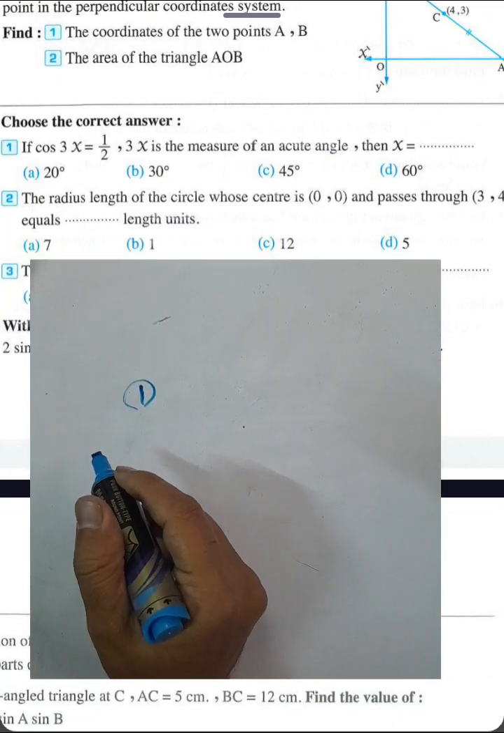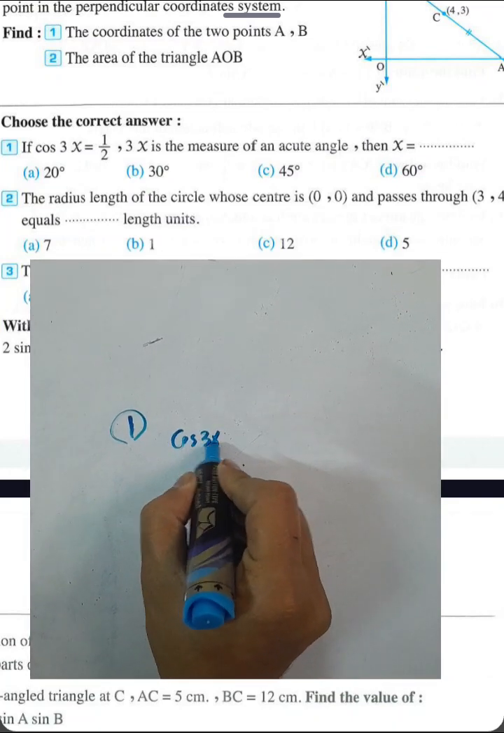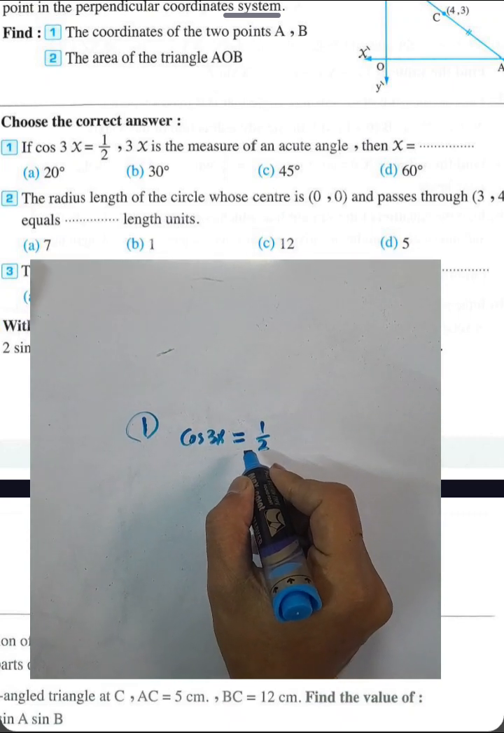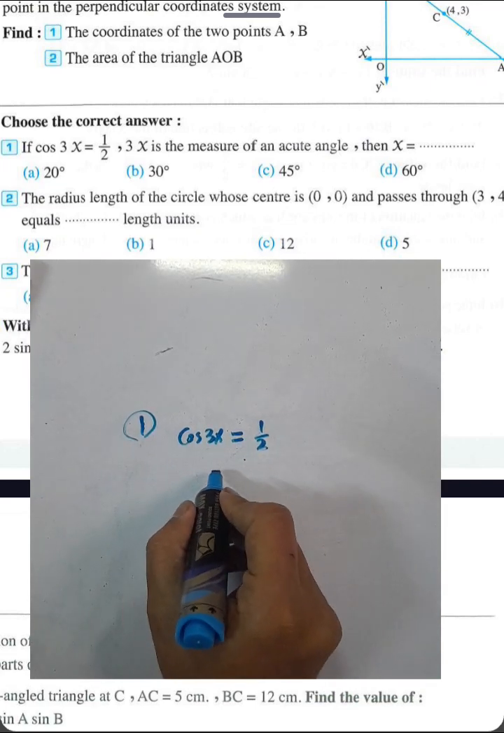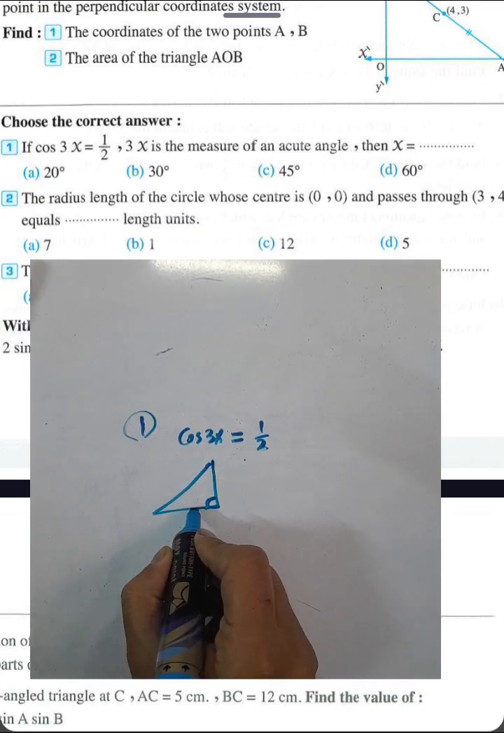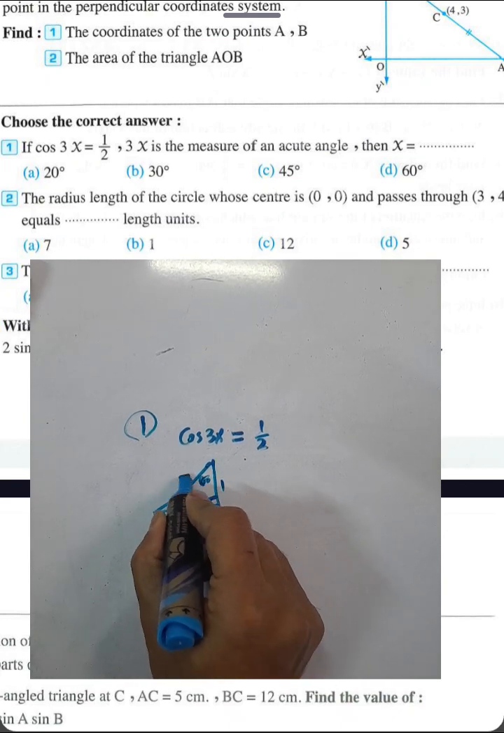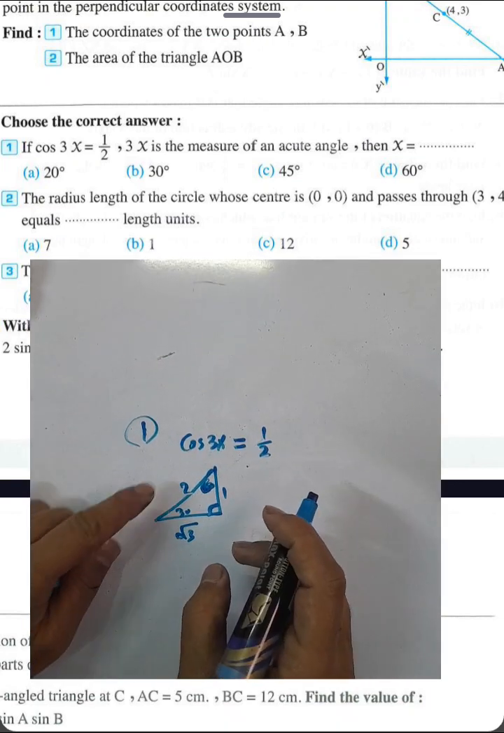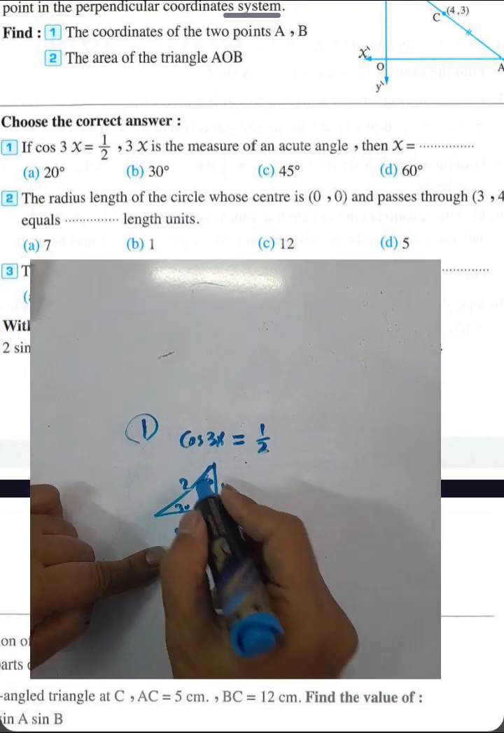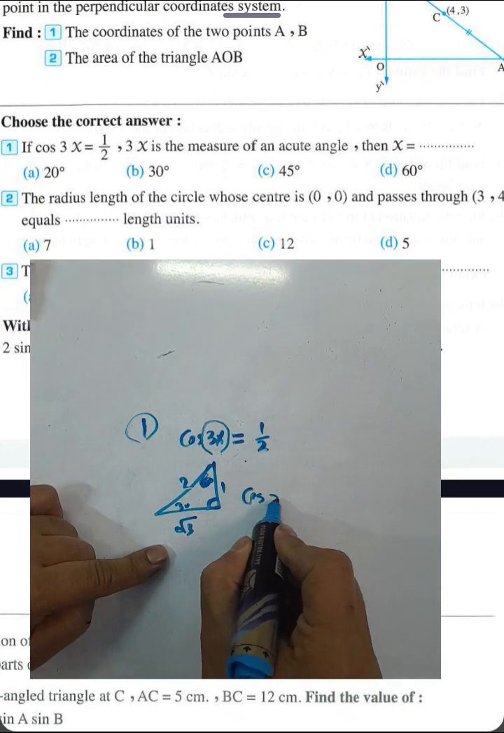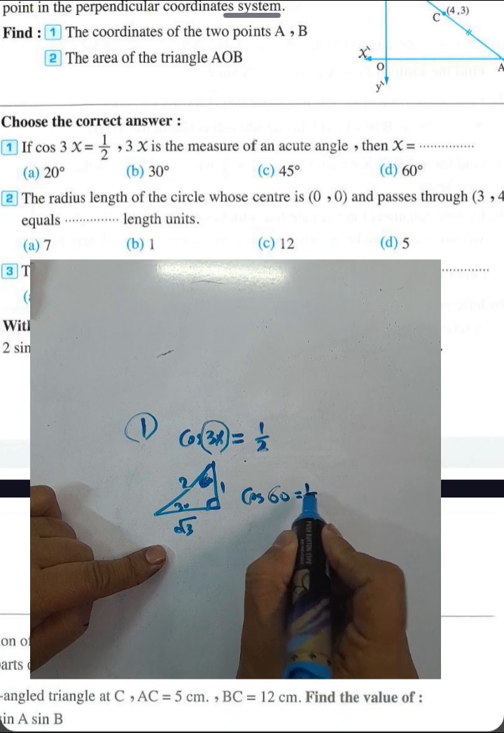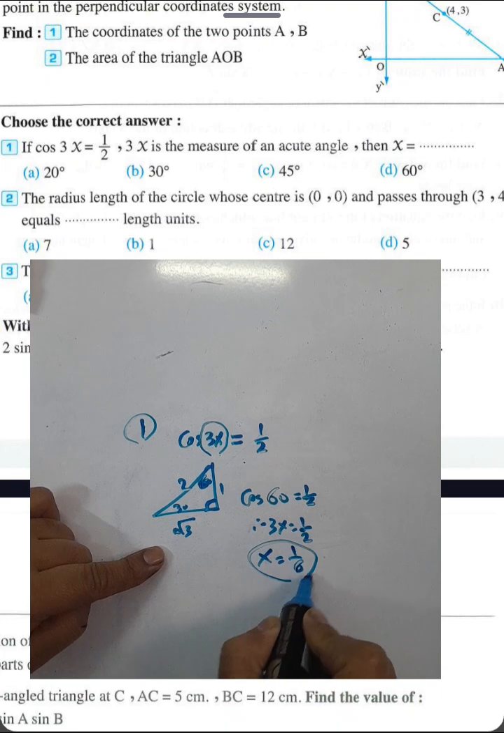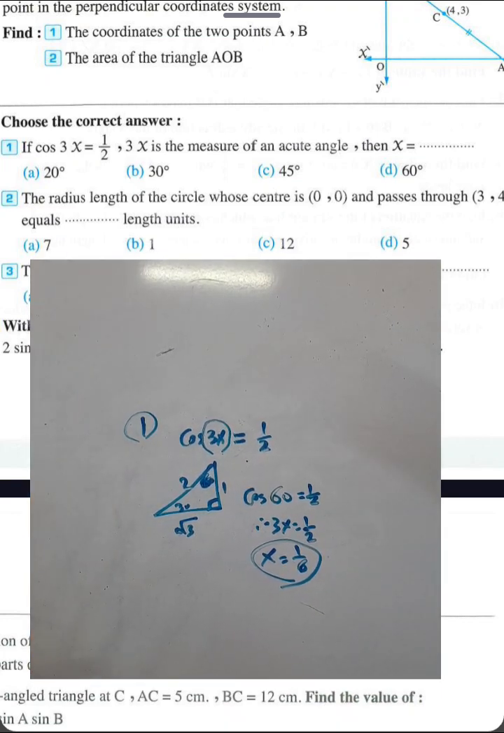Number 1, cosine 3x equals half. We want to find the value of x. We know in a right angle triangle with 30 and 60, the sides are 1 and 2 and root 3. Then cosine of what equals half? Cosine 60. We know cosine 60 equals half. Then 3x will be equal to half, then x will be 1 over 6. The value of x will be 1 over 6.